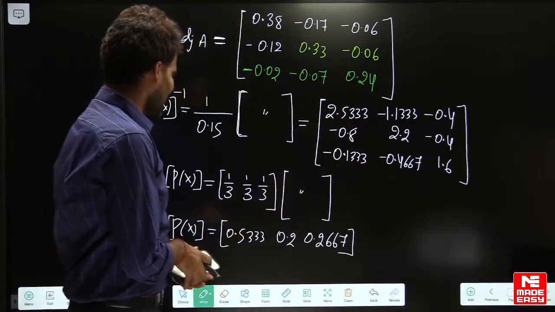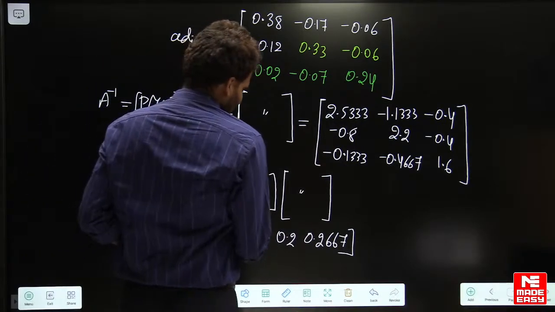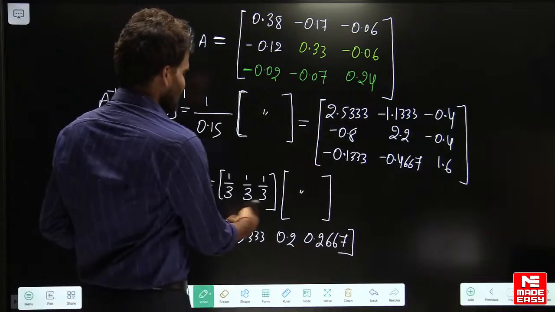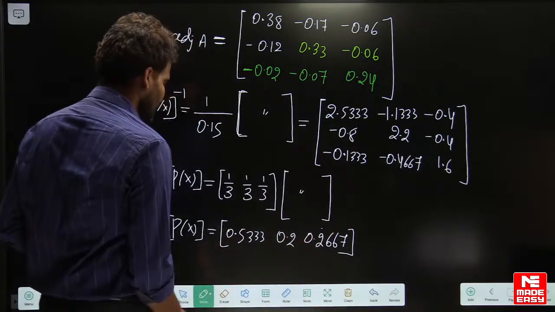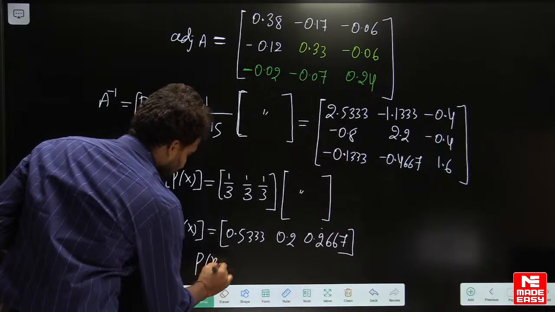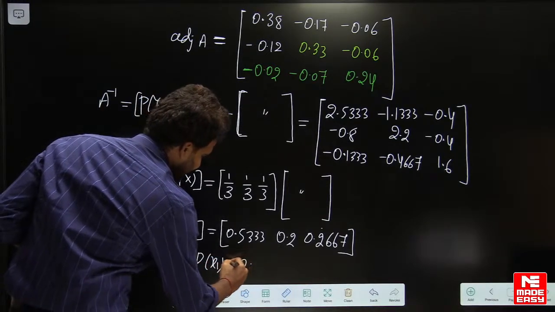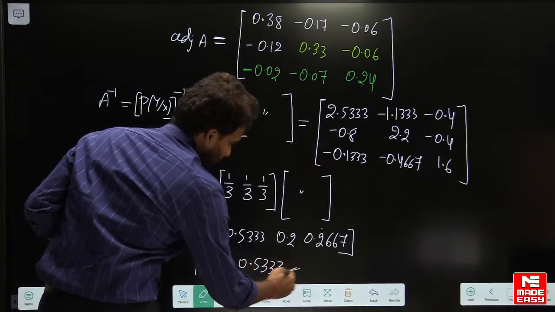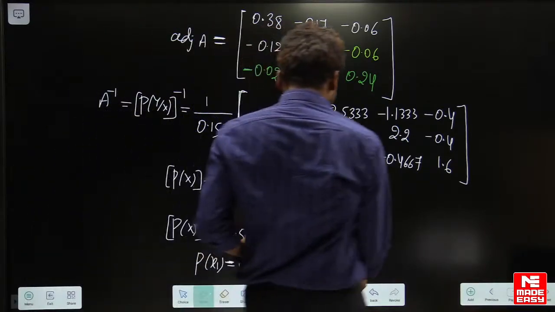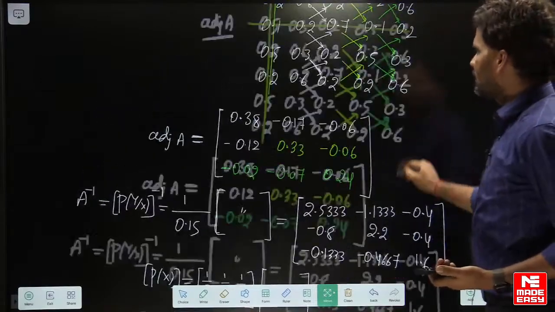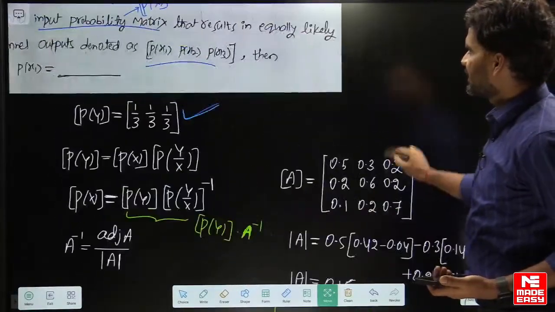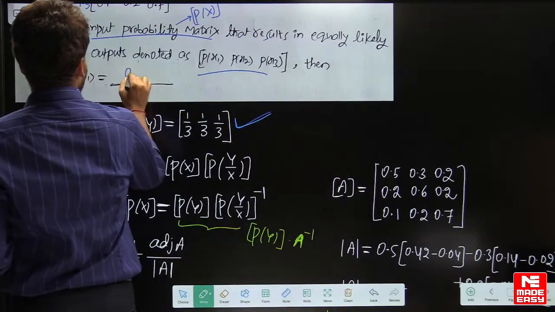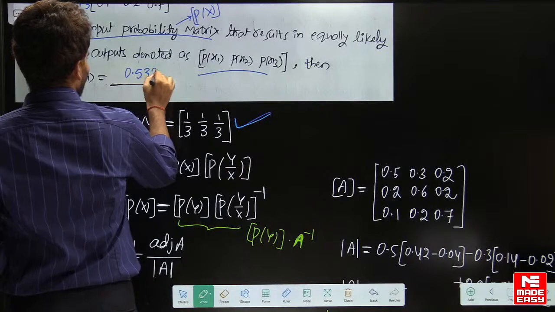Py into Py by X inverse. Then if you check, the total sum of elements of course will be equal to 1, because px1 plus px2 plus px3 will be equal to 1. And here the question is about finding px1 only. So px1 is equal to 0.5333. This is okay. So 0.5333 will be the answer.